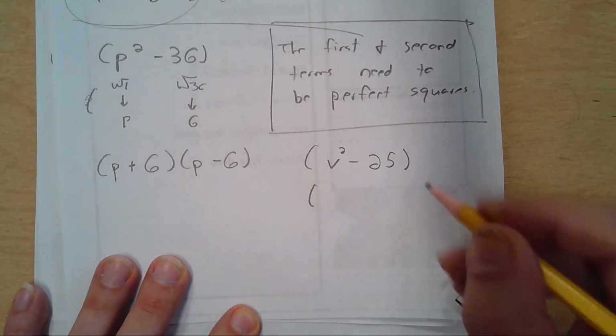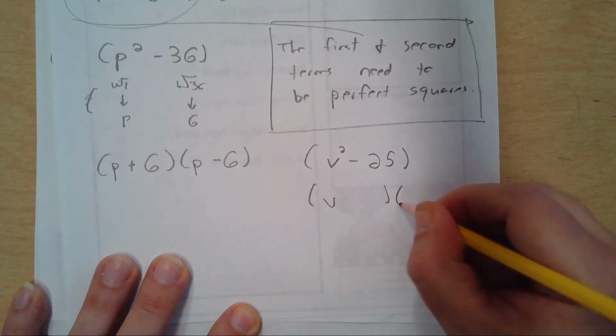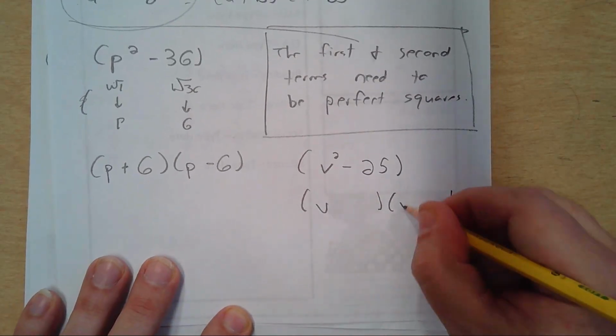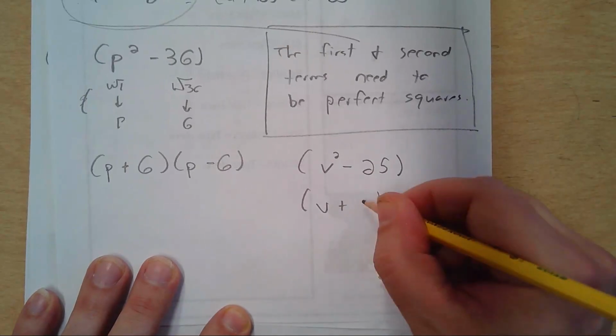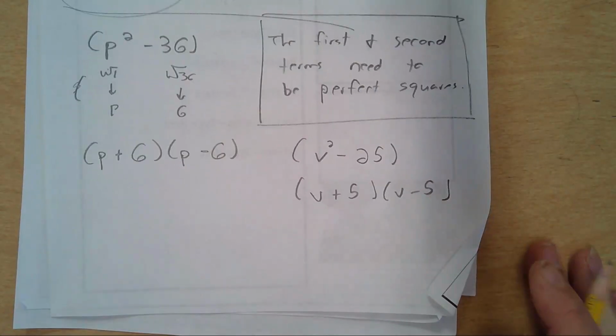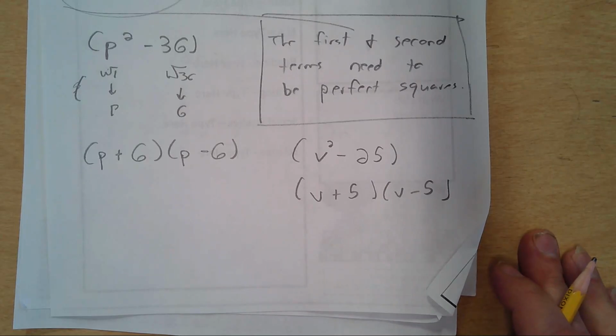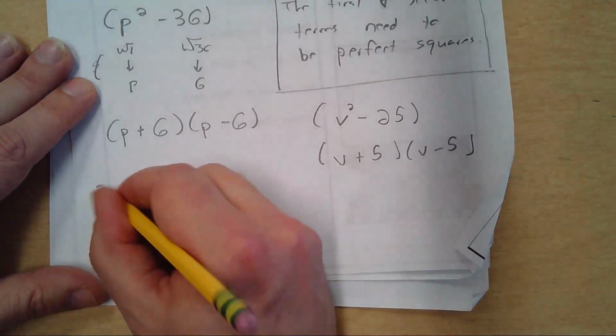So again, v on both sides, and then plus and minus, plus 5, minus 5. Last one, then we gotta go. I'm gonna go through it. 23.